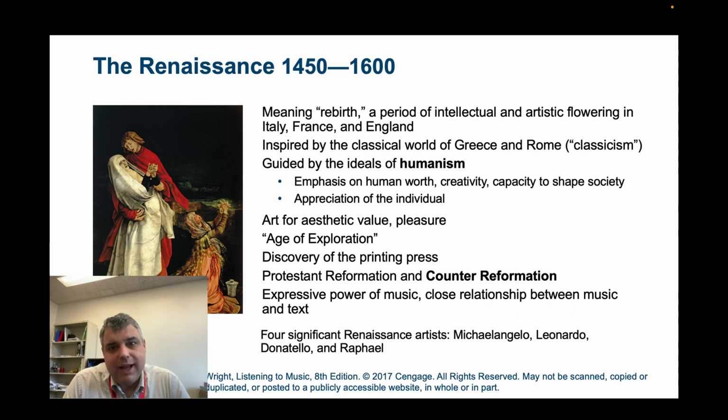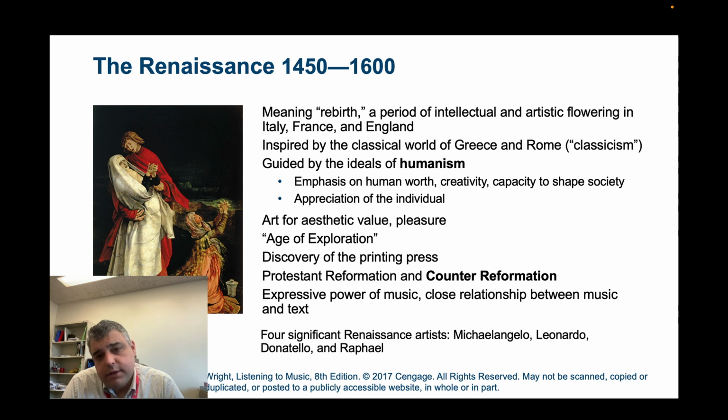The majority of the ideals of the Renaissance come out of what we call the classical world, and that's the art and the literature and the ideas that are based in ancient Greece and ancient Rome, or what we call classicism. In addition, this period is guided by the ideals of humanism, and that's a term that we want to be familiar with. Humanism is the emphasis on human worth or the individual, creativity. It's the capacity to shape society. And now we do see the appreciation of the individual.